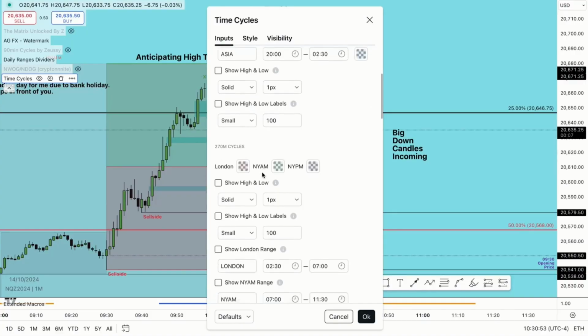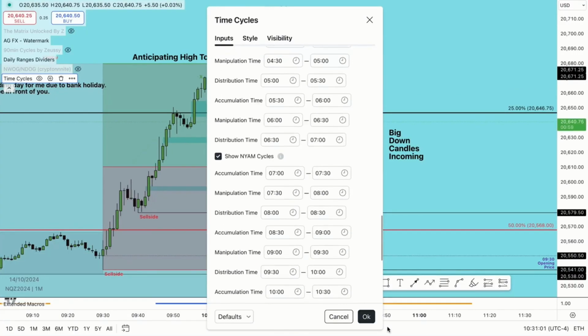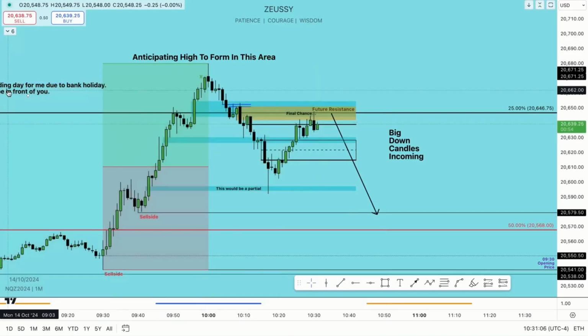I really like this indicator. Thank you, John, for having created it. In my opinion, it's ideal and it really helps me a lot with basically visualizing what I see in these charts based on time and price.